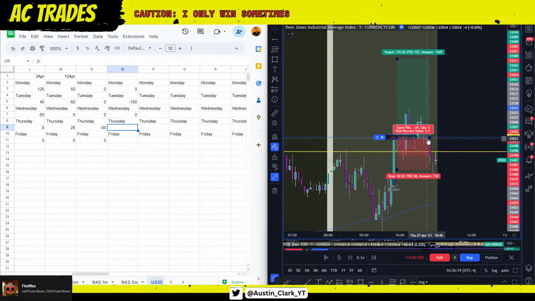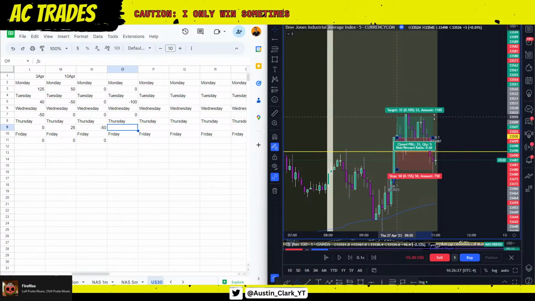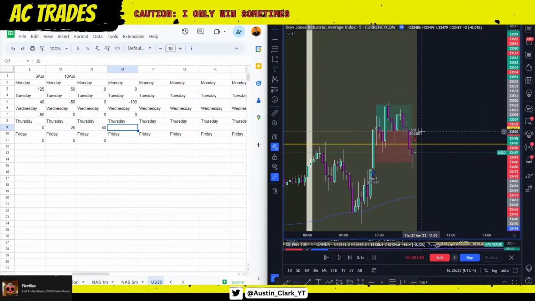Wow. I'm kind of disappointed that one lost. That was a really good move to the upside. Actually, this would have been break even because it hit my 40. So that would have been a break even trade.